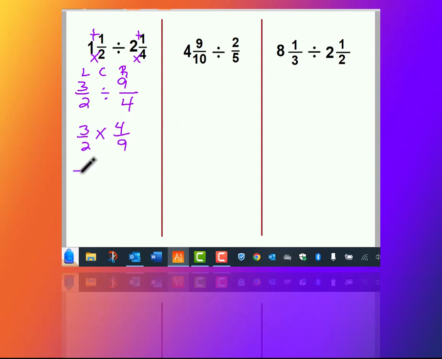We multiply our numerators, 3 times 4 is 12. We multiply the denominators, 2 times 9 is 18. And simplify. I see that I can divide both numerator and denominator by 6, and it's going to give me 2/3 as my simplified answer.